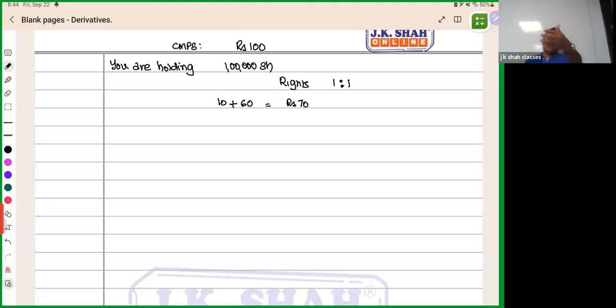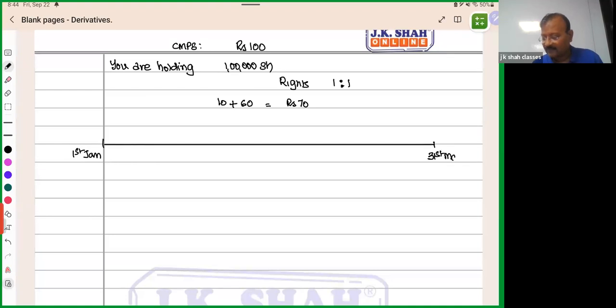Now, you are the shareholder of the company and you have received the rights form. Okay. Now, let us presume that this rights will be open for a period of 3 months. This is my rights opening date, and this is the rights closure date. Now, on 1st Jan, you got this form from the company.